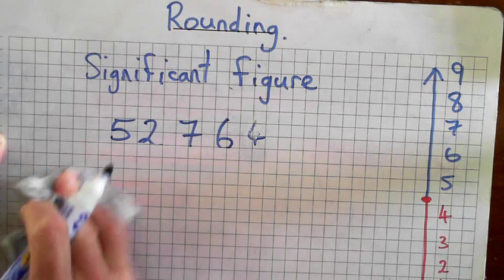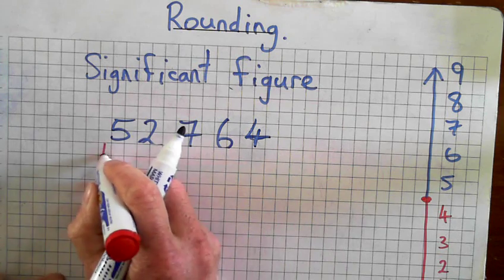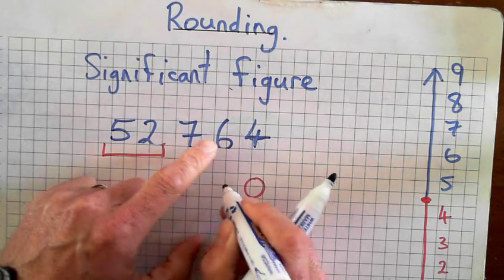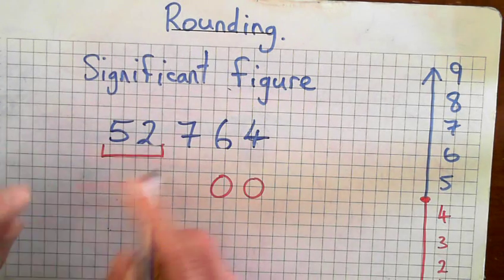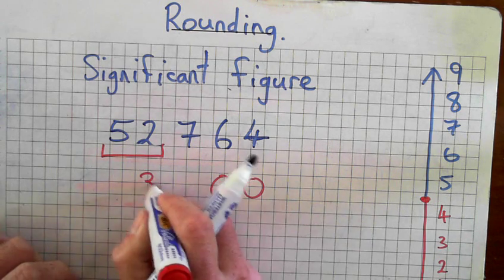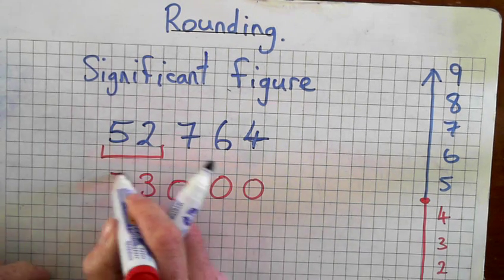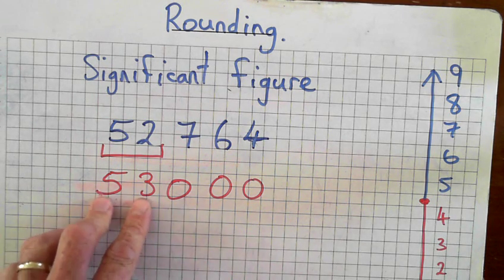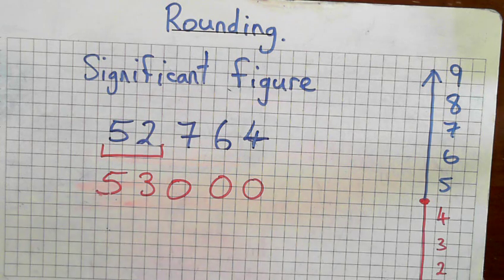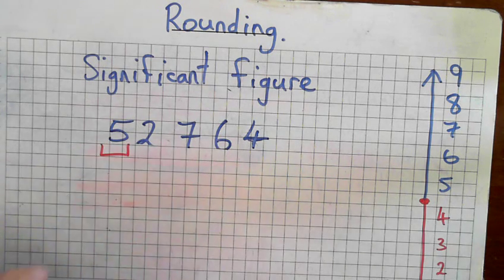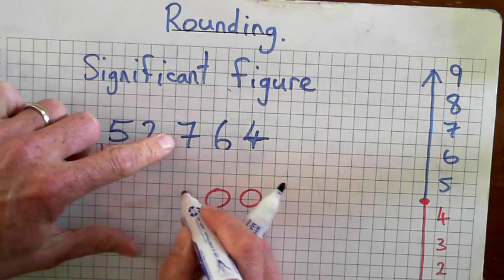Now I'm going to round it to 2 significant figures. Alright. So 0, 0, and this is the number I need to look at, 27. 27 rounds to 30. Alright, 2 significant figures means everything else is 0, but the first 2 figures, I can see them, 5, 3. Now I'm going to write it to 1 significant figure.